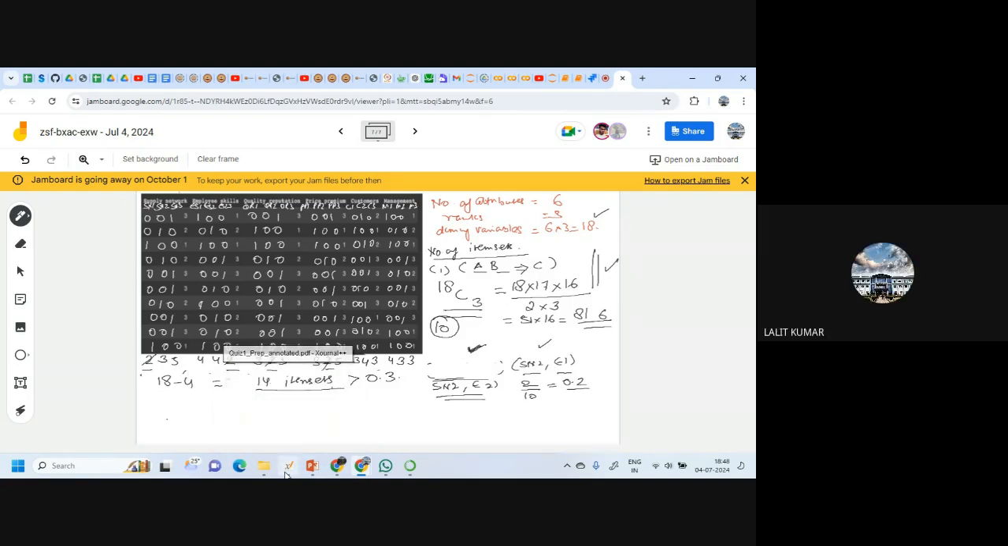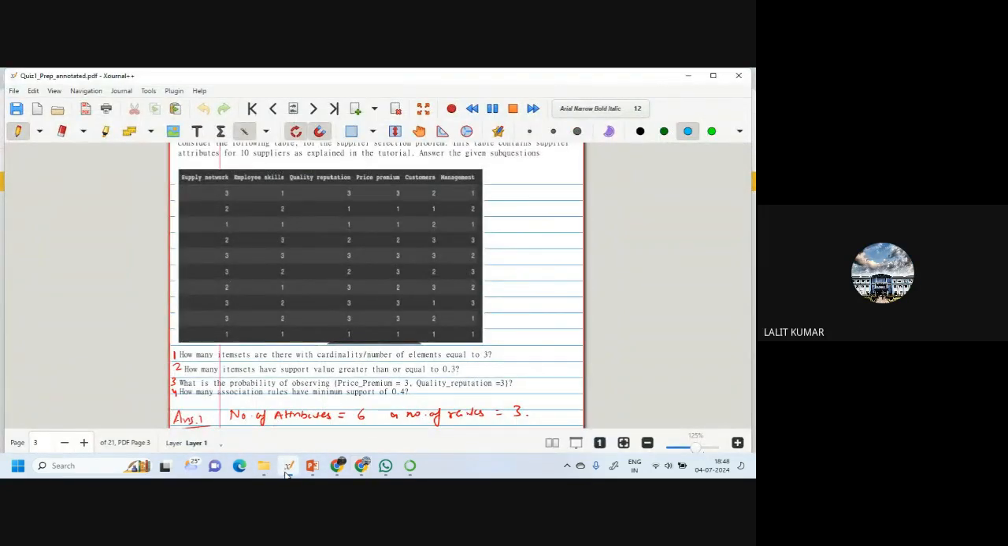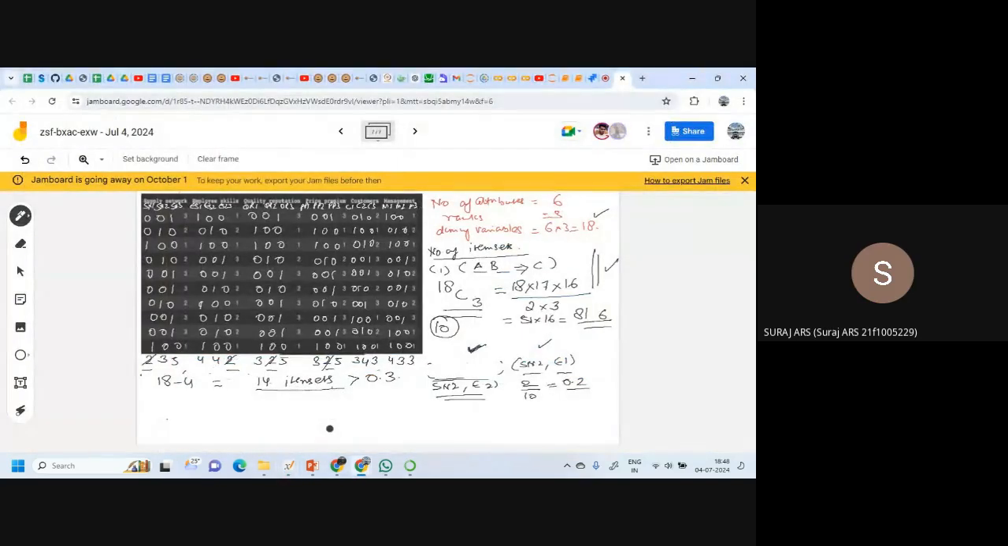Slightly. So in this question only I've got a confusion, and that's why I said this is not a correctly framed question. They're asking how many item sets have support value greater than or equal to 0.3. Here they should have written the cardinality. For example, if the cardinality is 1, then straight away 14 is the answer.